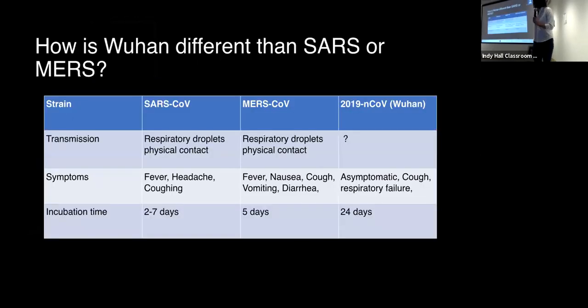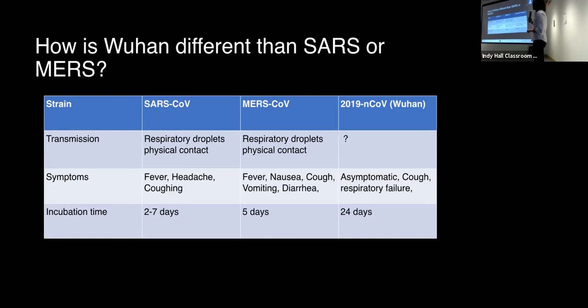Next one. This is a little bit easier way to look at it. You have SARS, MERS, and then the Wuhan virus. I think they just recently changed the name to 2019 coronavirus because obviously they don't want the town to be affiliated, but it's also easier for you to understand. So for SARS and MERS, we already knew that respiratory droplets and physical contact were the main forms of transmission.